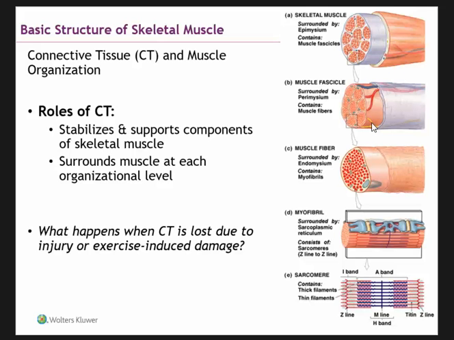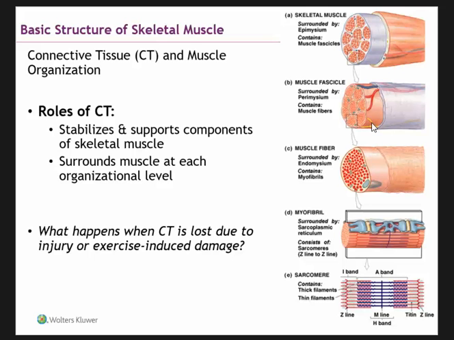But let's look at this question here. What happens when connective tissue is lost due to injury or exercise-induced damage? When we exercise, we're creating micro tears inside the muscle tissue layers. What happens with those micro tears? Well, that actually reduces our strength and our power-related characteristics due to the forces being unable to be transferred optimally throughout those layers.